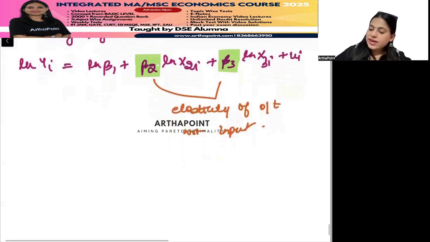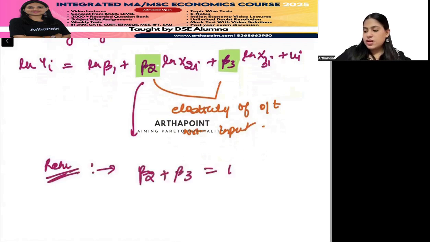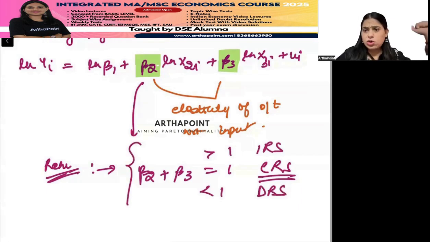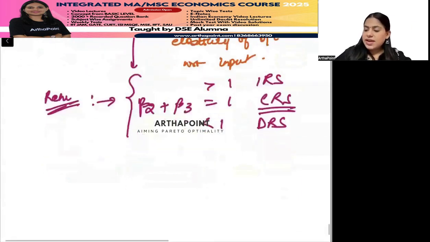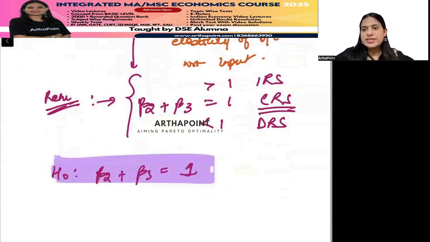And we know that to check the returns to scale, I need to add these coefficients together. If it is 1, it is CRS. If it is greater than 1, IRS, and if it is less than 1, then DRS. We have done this in econometrics already. So my null hypothesis must be that beta 2 plus beta 3 equal to 1. I want to check this for constant returns to scale. So these kinds of questions are important, and for this you must thoroughly revise your econometrics.